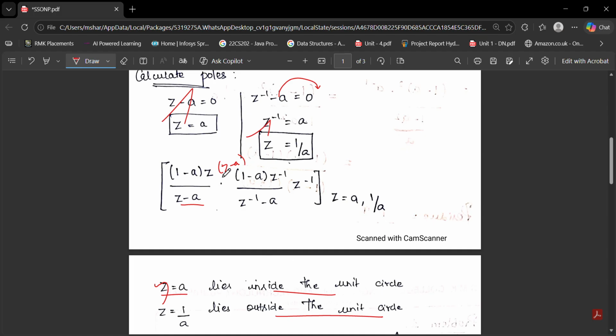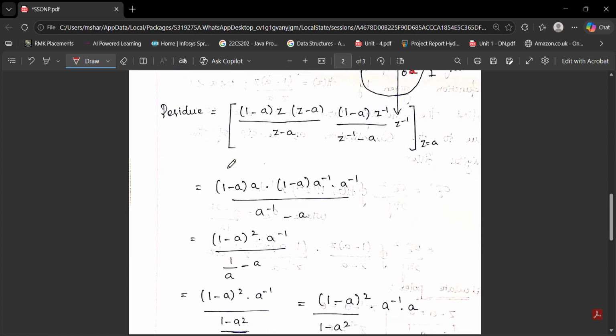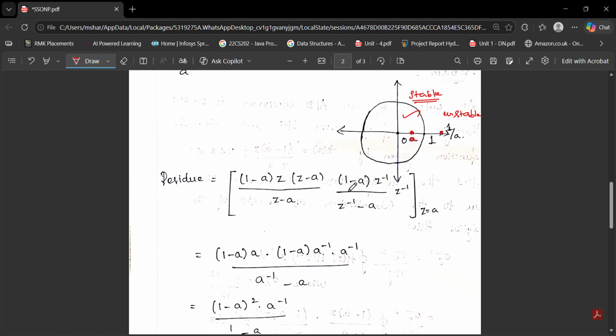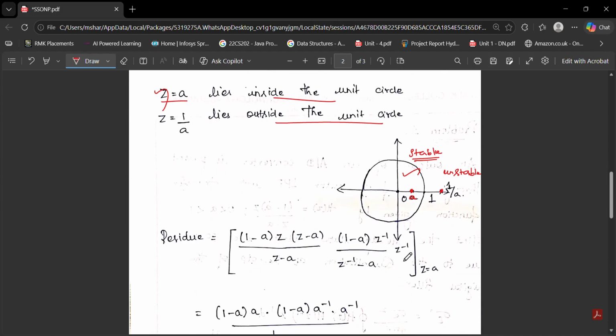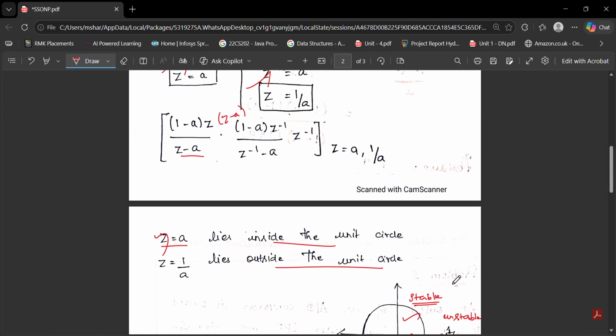Our ultimate aim is to cancel this z minus a, and we'll be dealing with it this way. So what I'll be placing is z minus a here, and this will remain as such, 1 minus a z inverse divided by z inverse minus a, and this z inverse also will come here as such. This will happen when z is equal to a.